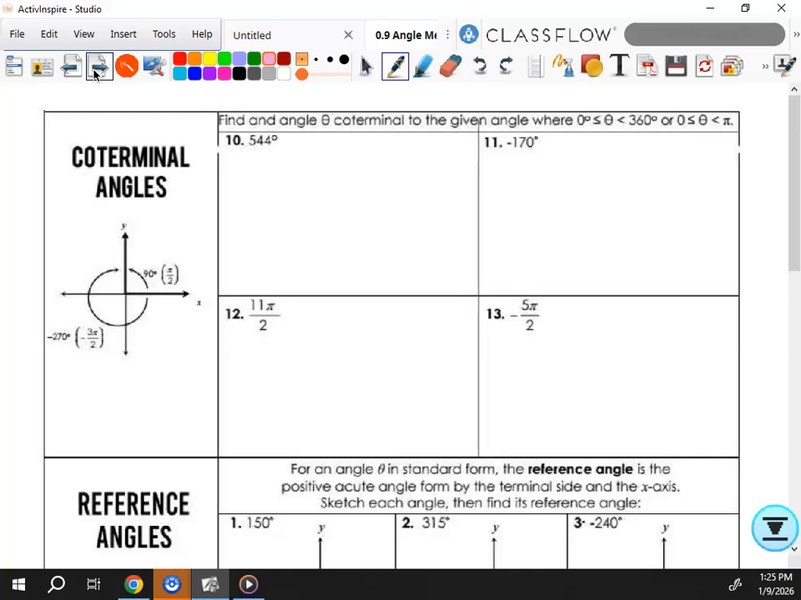So this says, find an angle theta coterminal to the given angle where theta is between 0 and 360, or between 0 and, that should say 2 pi. I keep forgetting to change that. 2 pi, because it's one rotation. So I use this phrase on the front. So coterminal angles. If I want to end up here, I can start here and go a positive pi halves, or I can start here and go a negative 3 pi halves. Either way, I end up at the same spot.